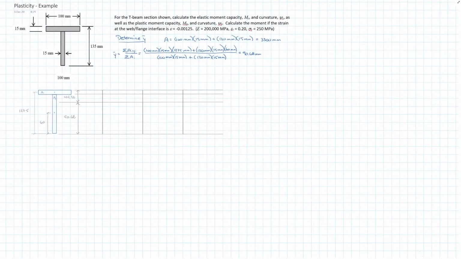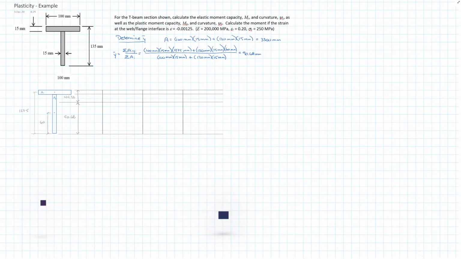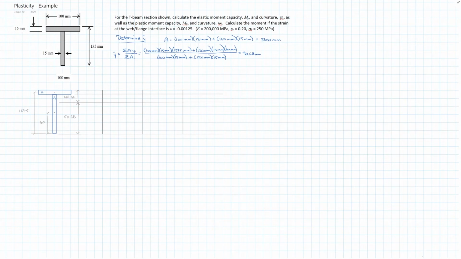Okay, so today we're going to tackle a problem in plasticity where we want to look at the moment capacity of a T-beam. So we have the problem laid out. It says for the T-beam section shown, calculate the elastic moment capacity and curvature, as well as the plastic moment capacity and the plastic curvature. And then we'll do an extra part beyond that where we'll look at somewhere in between.